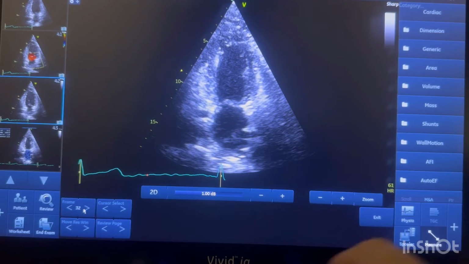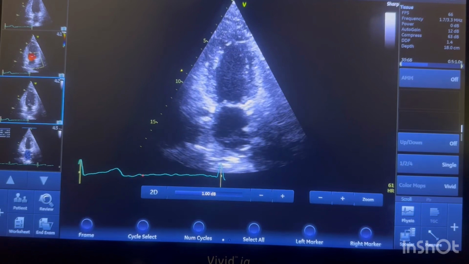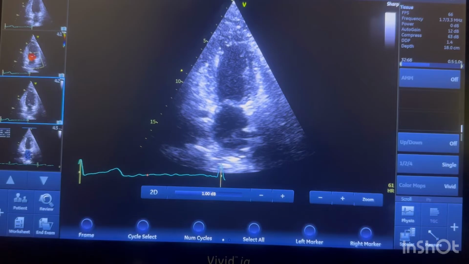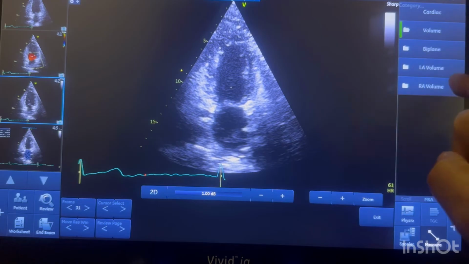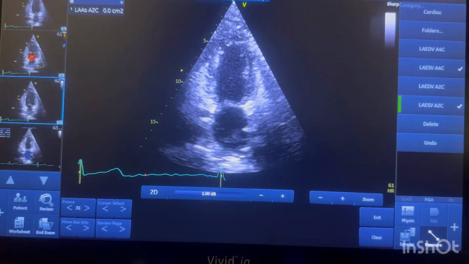We are measuring it here because if I go out of the measurement, you see this is my mitral valve and it opens up here. So I go back, close it, and I will measure it here. That's it. Go into the volume, LA end systolic volume, 2 chamber. Now there is a trick here.